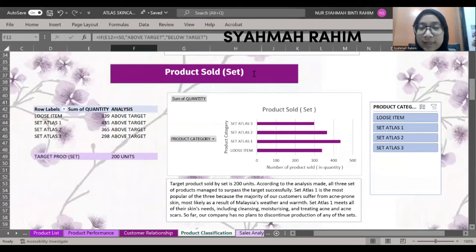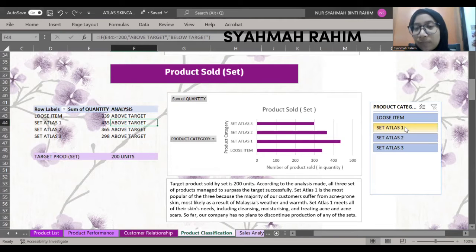Next, we have products sold by set. Here we also use a pivot table and if formula, and the target product sold by set is 200 units. According to the analysis that we made, all 3 sets of products managed to surpass the target successfully. Set Atlas 1 is the most popular of the 3 because the majority of our customers suffer from acne-prone skin, most likely as a result of Malaysian weather and warmth. And Set Atlas 1 meets all of their skin needs, including cleansing, moisturizing, and treating acne and acne scars. So far, our company has no plan to discontinue production of any of the sets.